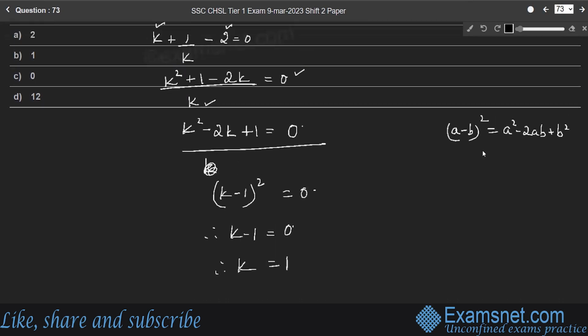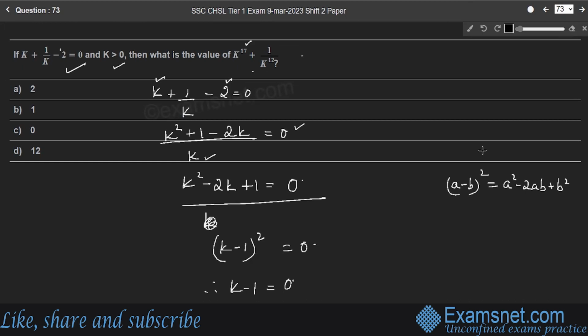Right? Here the question is k raised to 17 plus 1 by k raised to 12. Here k is equal to 1. Therefore, k raised to 17 becomes 1 raised to 17, plus 1 by k raised to 12 becomes 1 by 1 raised to 12, right? So 1 raised to any number is always 1, so it is 1 plus 1 by 1. Therefore, it is equal to 2. So, the value of k raised to 17 plus 1 by k raised to 12 is equal to 2. Option A is the right answer.